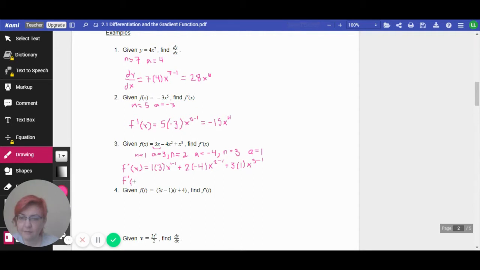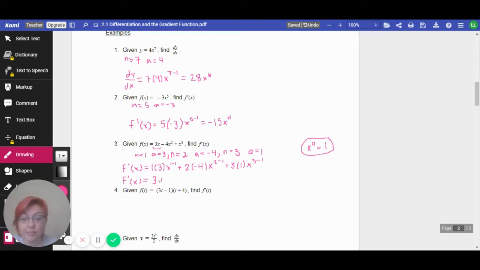F prime of x, or the derivative, is equal to, all right, 1 times 3 is 3. X to the 1 minus 1, that's x to the 0. And if you remember that any base to the 0 exponent is equal to 1. So then that becomes 1, and 3 times 1 is 3, so I'm just going to leave that as 3.